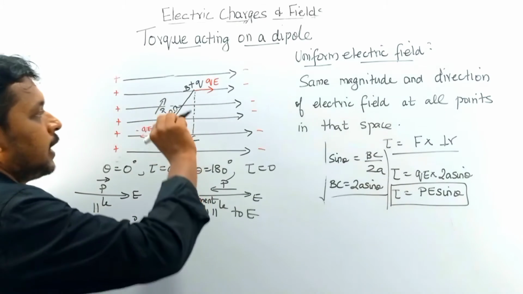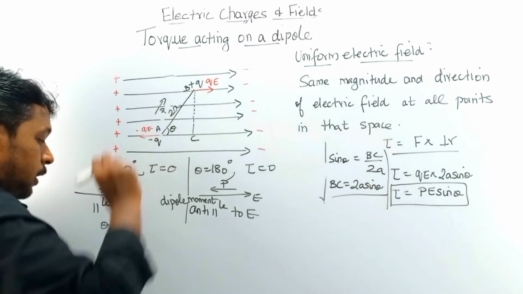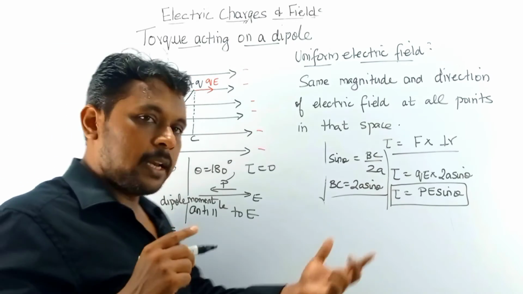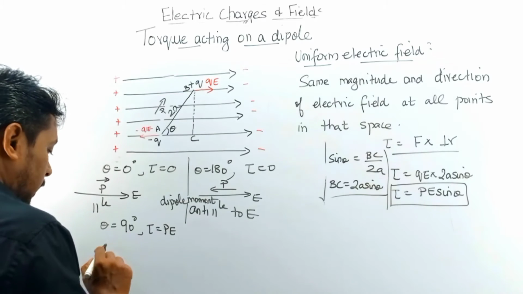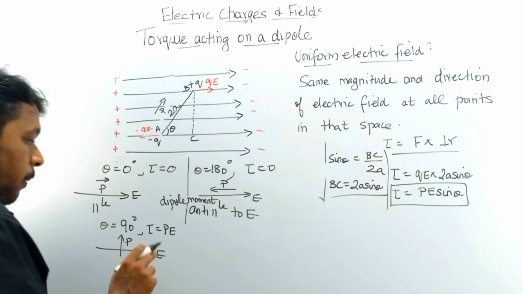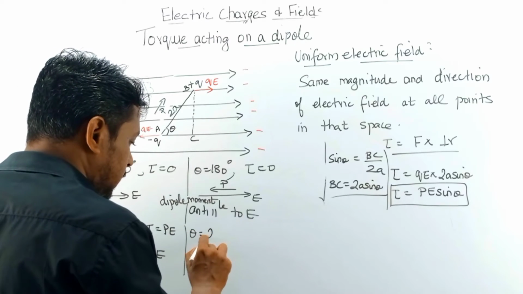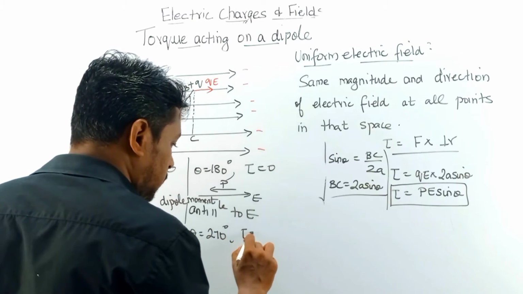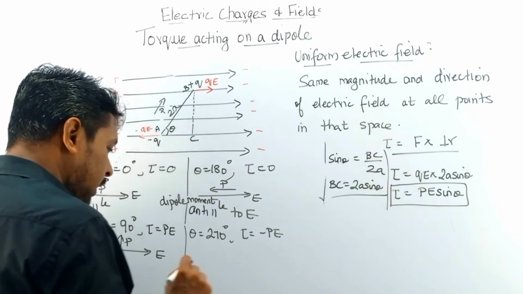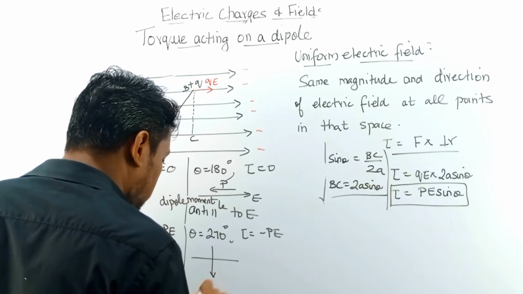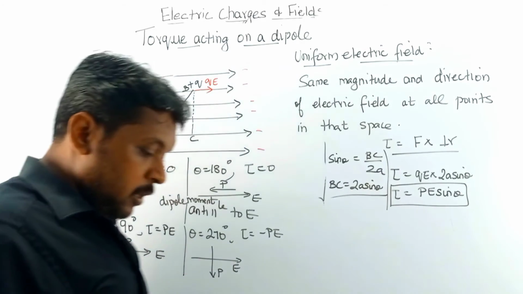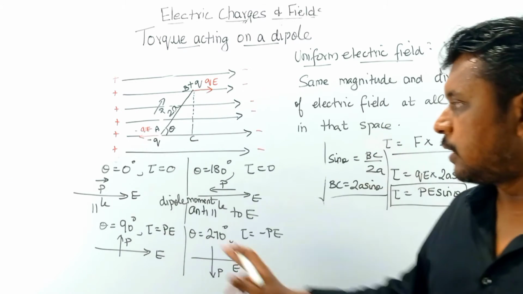So what happens when theta is 90 degree? When theta is 90 degrees, the dipole moment becomes perpendicular to the electric field. Here the tau has magnitude PE, because sin 90 becomes 1. When theta is 270 degree, the value of tau becomes minus PE, because it comes to the third quadrant. Here also it will be perpendicular, but in the opposite direction. So these are some of the notations with respect to the change of theta.